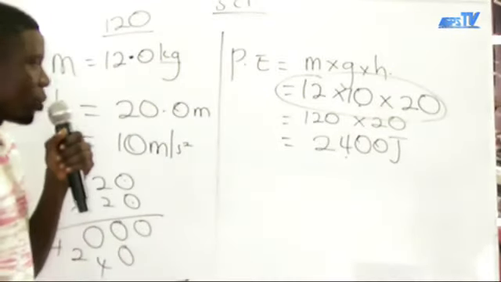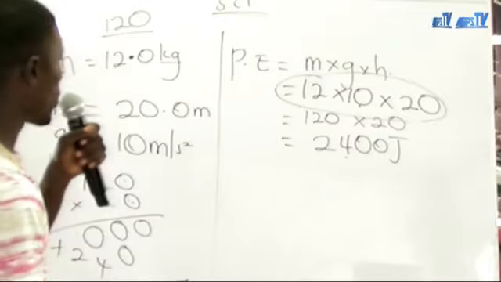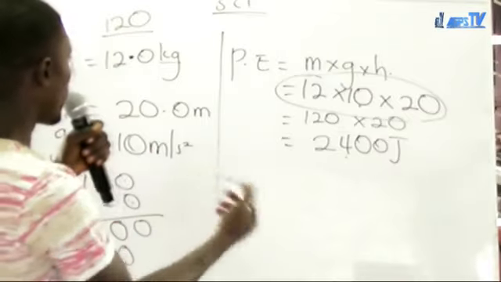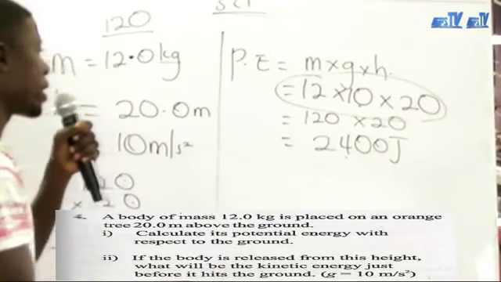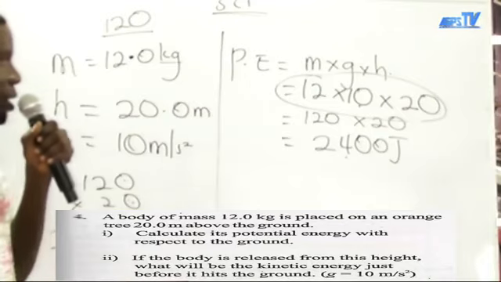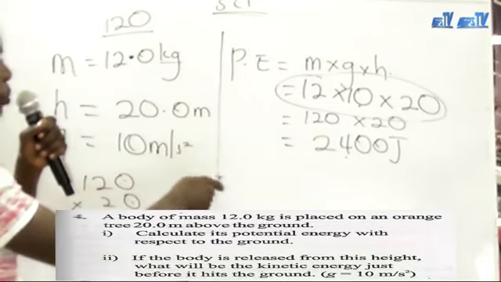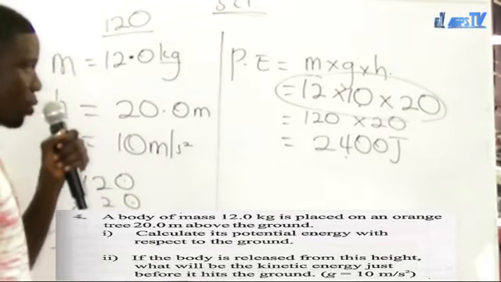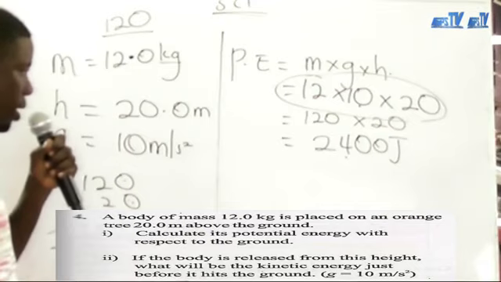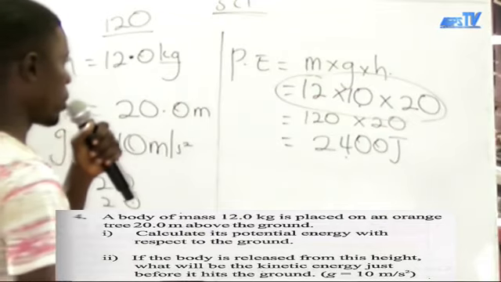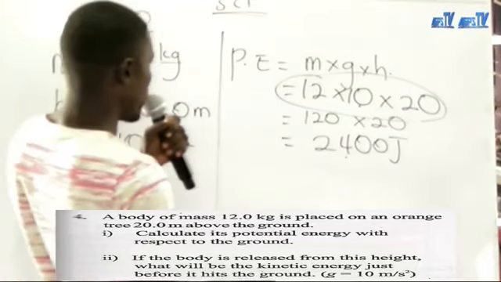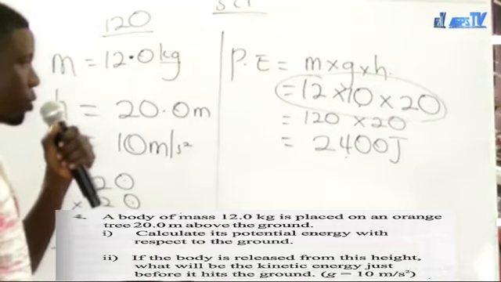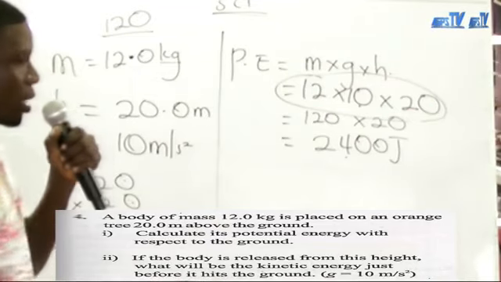2,400 joules. Now let's go to part (ii). I hope you understood what I said. It is not difficult. Potential energy is mass times gravity times height. If you are told to find the potential energy, just write down the formula and put in the figures. Remember that gravity is always constant, so you have to put that in your head. It's 10 meters per second squared. Any time a question is given, they can give you the mass and the height without giving you the gravity. You have to know that the gravity is 10 meters per second squared, so you have to add it.